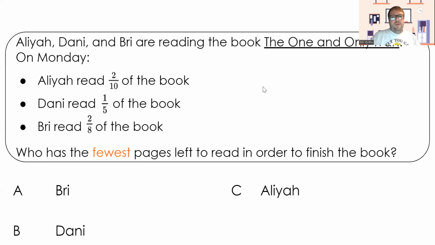Aaliyah, Danny, and Bree are reading the book, The One and Only Ivan. On Monday, Aaliyah read 2/10 of the book. Danny read 1/5 of the book. Bree read 2/8 of the book. Who has the fewest pages left to read in order to finish the book?